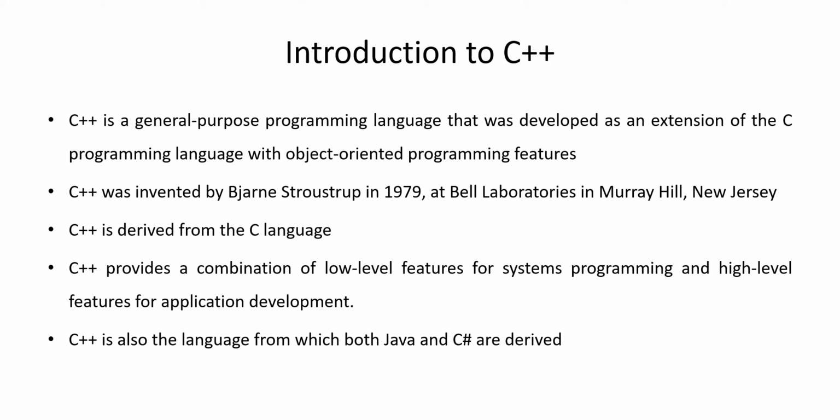C++ is a powerful general-purpose programming language developed by Bjarne Stroustrup in 1979 at Bell Laboratories. It was designed as an extension of the C language by adding object-oriented programming features. C++ supports both low-level system programming and high-level application development. Interestingly, languages like Java and C# are conceptually derived from C++, making it a cornerstone language in computer science.